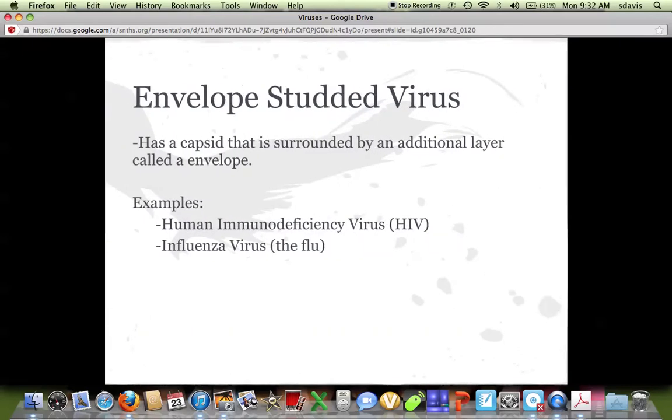Then there's the envelope studded virus, and it has a capsid that is surrounded by an additional envelope. I don't have a picture for you here, but it has lots of spikes around it. And two examples of this are HIV and the flu virus, also known as influenza.